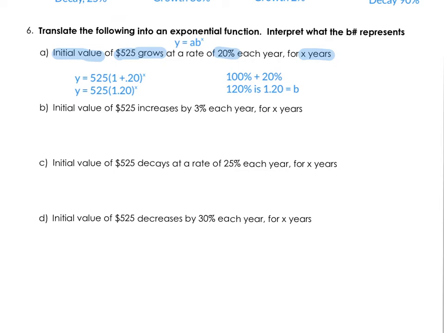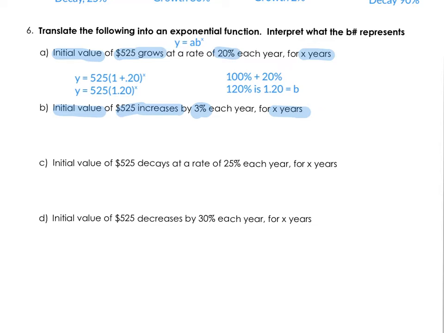Either you write it off to the side as percents, or maybe you can do what I did where I put it as a decimal right away. It's completely up to you. I think that this helps identify where these numbers come from. Okay, the next one, the initial value of 525. So again, they're telling us what we're starting with. That's my A value. It's again increasing by 3% each year for X years.